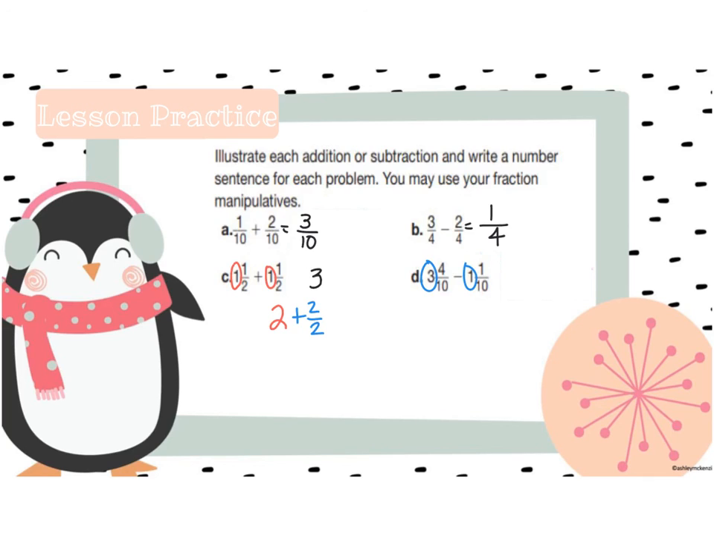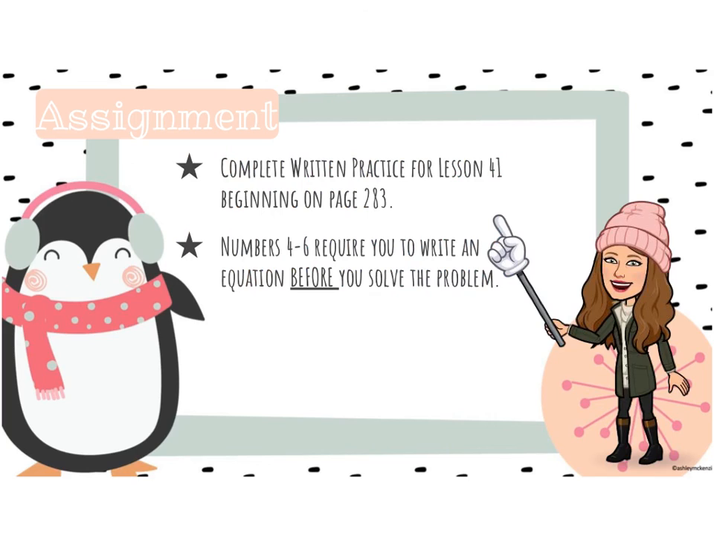Okay, your answer should be 2 and 3 tenths. 3 minus 1 is 2 for my whole number. And then for my numerator, I did 4 minus 1 to get that 3 there. Do we feel okay with this? Easy peasy lemon squeezy for now? Okay, for now.